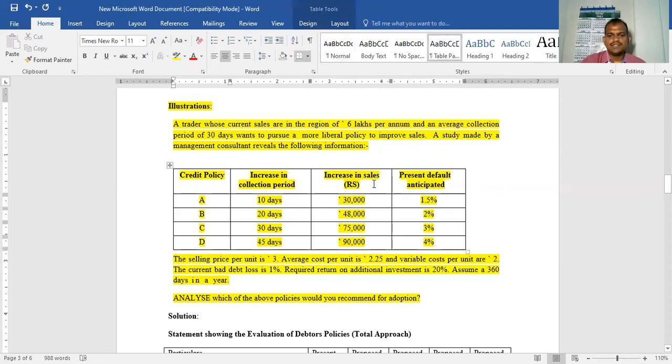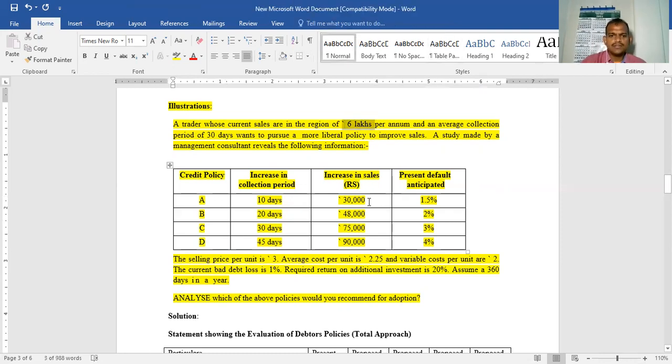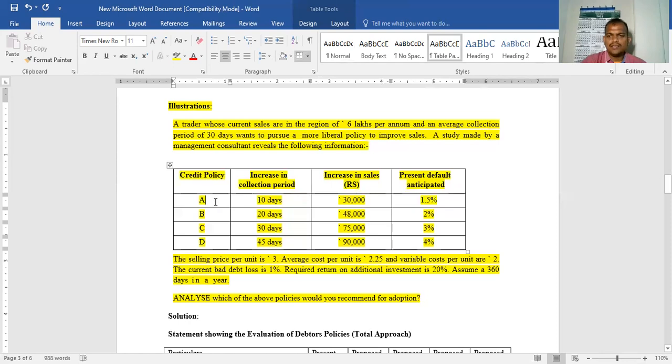So increase in sales. So current sales are 6 lakhs. If policy A, that is 6 lakh 30,000. For policy B, 6 lakh 48,000. For policy C, 6 lakh 75,000. Policy D, 6 lakh 90,000. Present default anticipated means bad debts: 1.5% for A, 2% for B, 3% for C, 4% of bad debts for credit policy D.